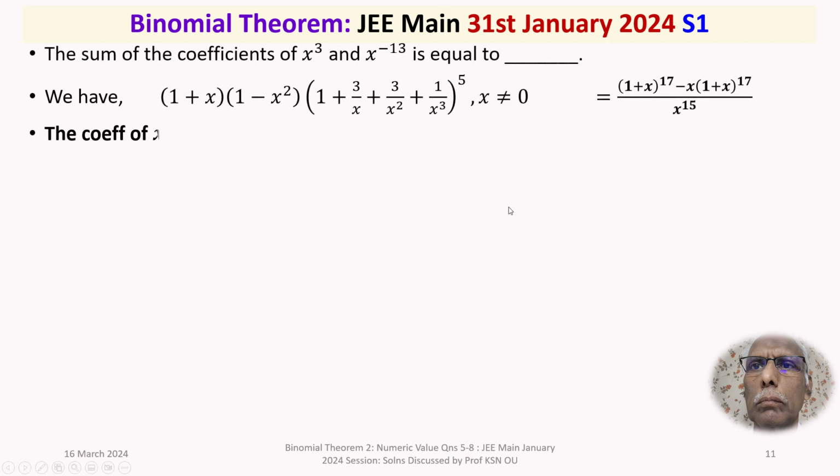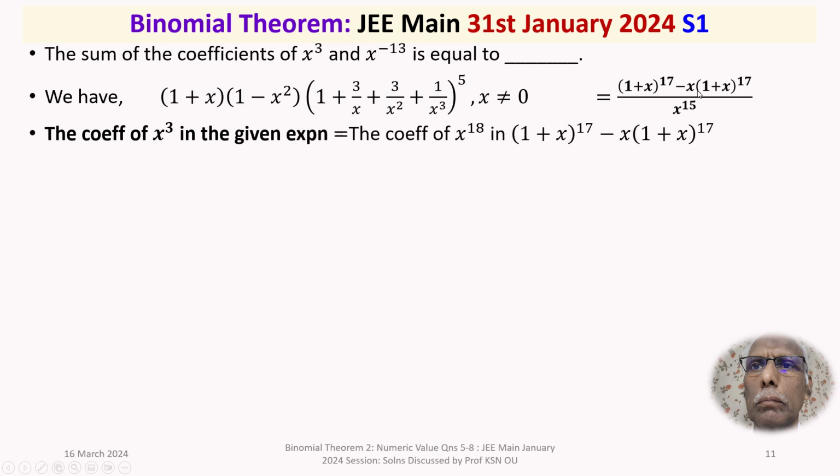This is what we have. And we want to now find the coefficient of x³ in the given expansion. If you want the coefficient of x³, we find the coefficient of x¹⁸ in the numerator, divided by x¹⁵. Therefore, you will get the coefficient of x³. So, to get the coefficient of x³ in the given expansion, we take the coefficient of x¹⁸ in the numerator of this expression, that is (1 + x)¹⁷ - x(1 + x)¹⁷.